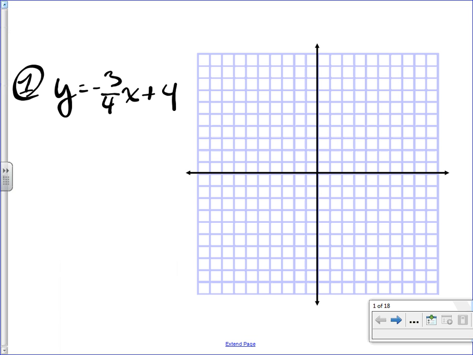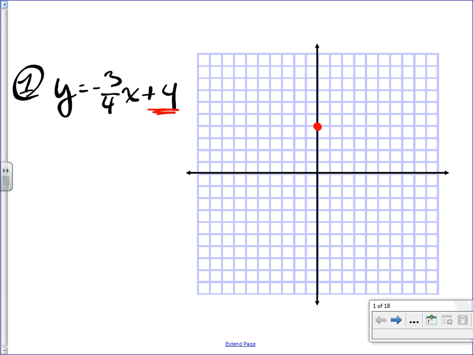All right, so for number 1, all you had to do was graph the equation y equals negative 3/4 x plus 4. So the first thing we're going to do is start with the y-intercept. And in this case, that y-intercept is at positive 4. So 1, 2, 3, 4 would be right here. This is going to be our y-intercept. This is where we're starting at.